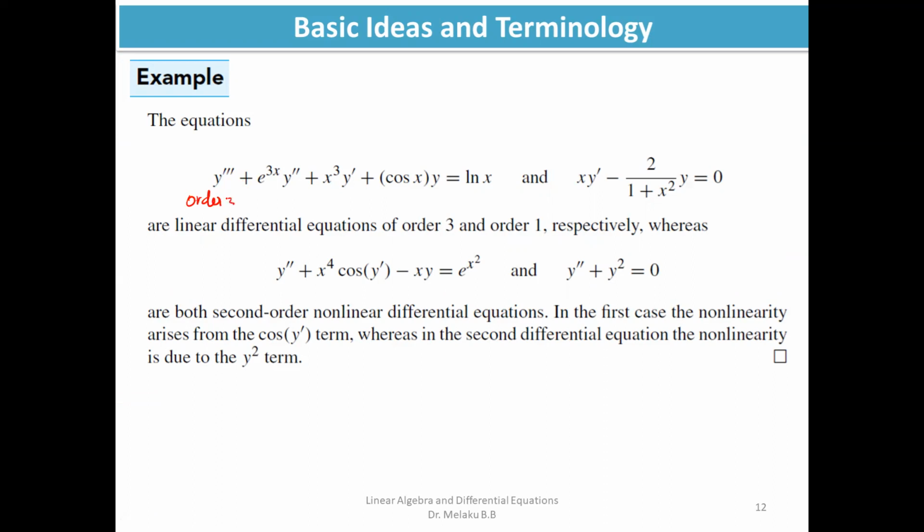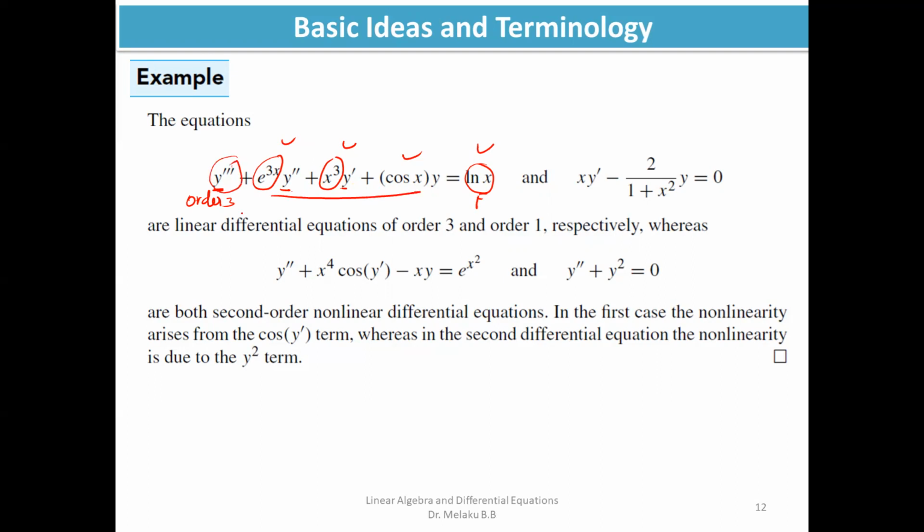Yeah. Why? Because this one is the highest derivative. This is order 2, this is 2, this one is 1, and the ln x. So let's see the coefficients. The coefficient, this is a function of x. It is good. This is also a function of x. Nice. Here we have cos x, that's a function of x. Ln x is also a function of x, which is our f. Therefore, this is what? A linear differential equation of order 3.